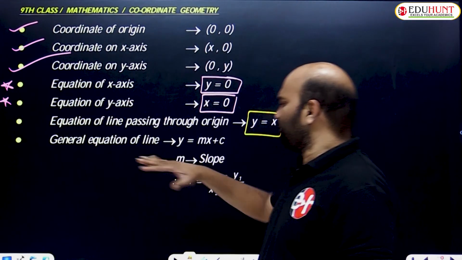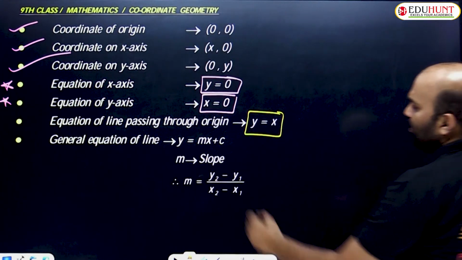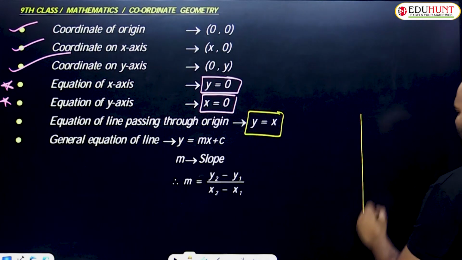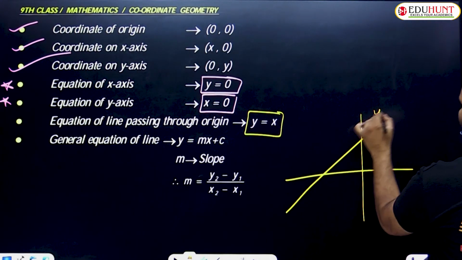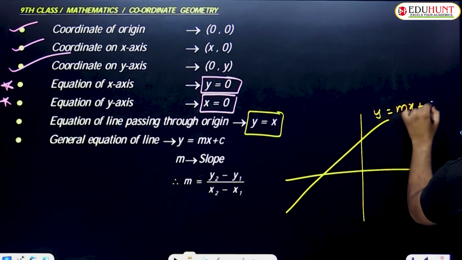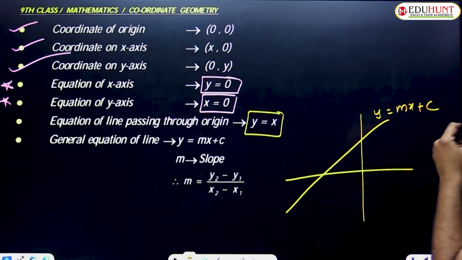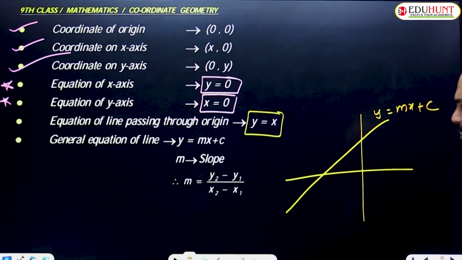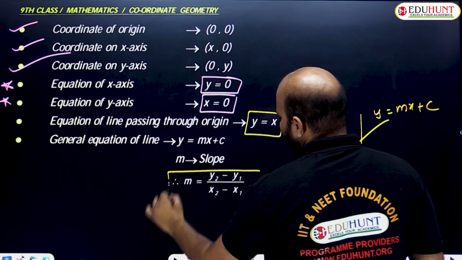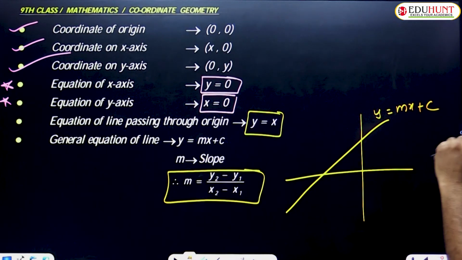So now the general equation of a line. What is the general equation of a line? y equals mx plus c, just like that. Am I clear? Here m stands for slope. How to find the slope? m equals y2 minus y1 divided by x2 minus x1. This is a very important formula for slope.